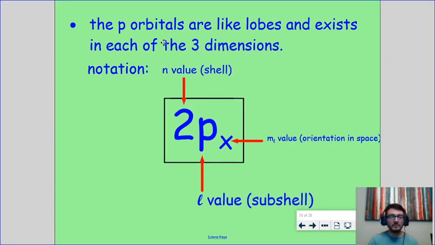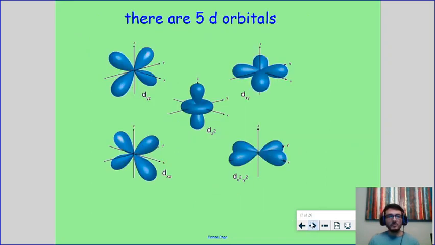Now the notation. This is the coefficient here. The number itself refers to your n value, your principal quantum number. Your secondary quantum number refers to your subshells or your orbitals, your shapes, that in this case is p, and x refers to the orientation. Okay, now we'll look more at this in our next lesson, but for now let's go over the quantum numbers and what they mean.